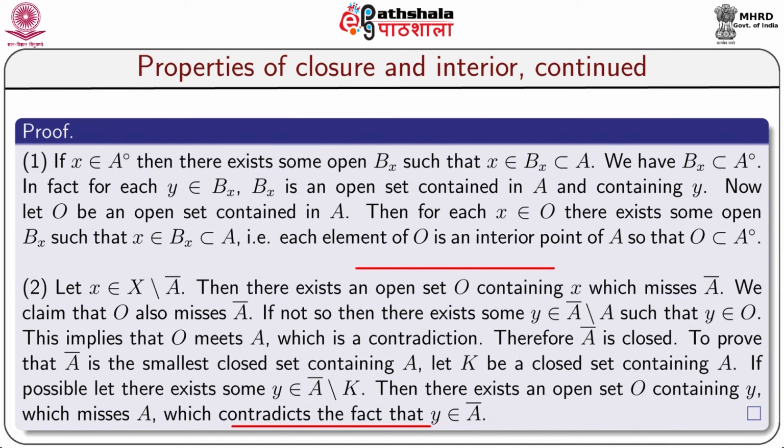To prove that A bar is the smallest closed set containing A, let K be a closed set containing A. If possible, let there exist some y belonging to closure of A minus K. Then there exists an open set O containing y which misses A, which contradicts the fact that y belongs to A bar. This completes the proof of this theorem.